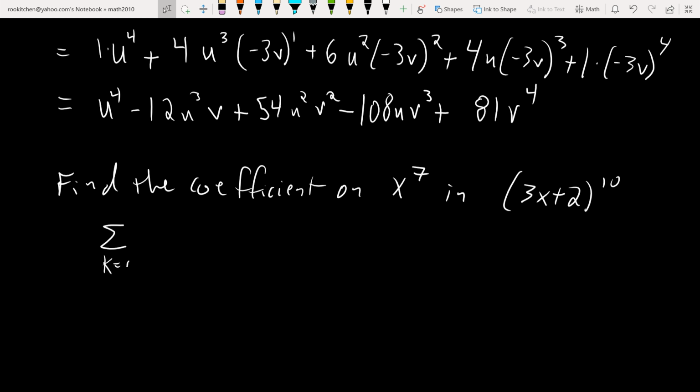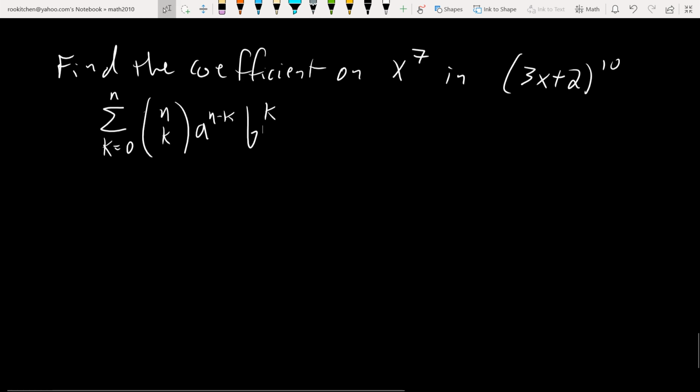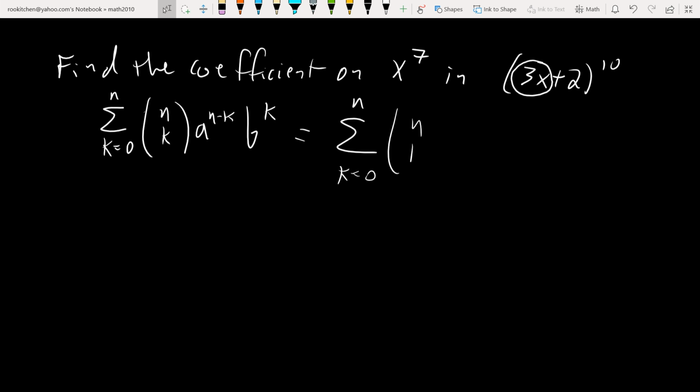But what you're going to do is remind yourself, the binomial theorem is the sum from k equals 0 to n of n choose k times a to the n minus k times b to the k. And then you want to figure out the exponent on x to be 7. So you could even write this out with a and b filled in. This would be the sum from k equals 0 to n of n choose k, we have 3x to the n minus k, and we can even fill in the n's at this point. So n is 10, because it's always a plus b to the n. Our a is 3x, our n is 10, our b is 2. So we're going 10 choose k, and 3x to the 10 minus k times 2 to the k.